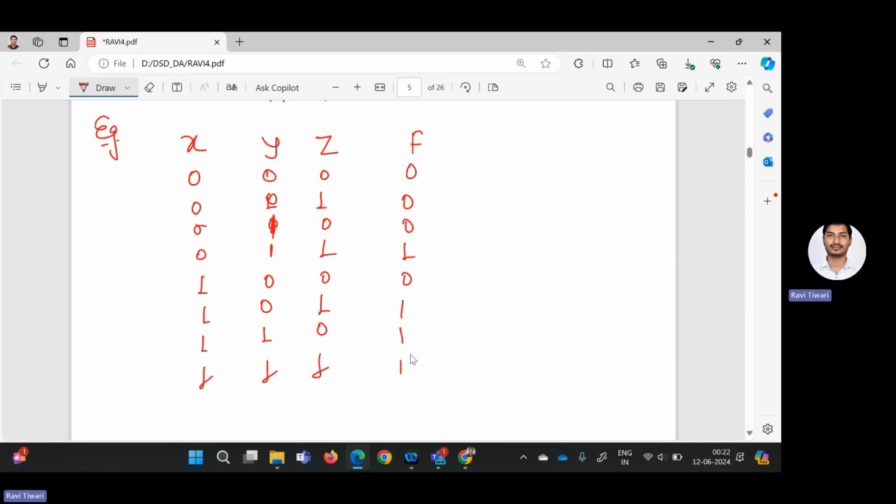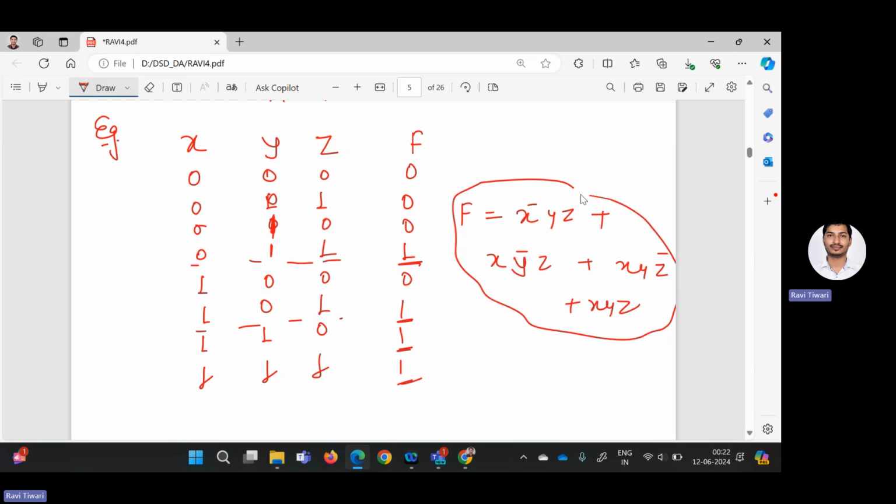First you have to write down the canonical SOP form. How can we do that? Wherever your function value is 1, right? So here the function value is 1, here is 1, here is 1, here is 1. So how can you write it? This is X bar Y Z, plus X Y bar Z plus X Y Z bar plus X Y Z. So this is the canonical SOP. I hope this is clear to you, right?